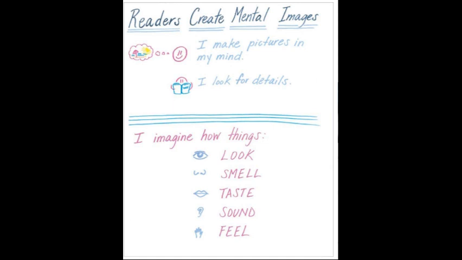I've just shown you how I created mental images based on important details from grandfather's story. When we create mental images, we form pictures in our mind that help us to remember and describe story events using important details. Here you can look at the anchor chart to practice mental images. And I imagine things, how they look, smell, taste, sound, and feel. Now you're going to try creating mental images.